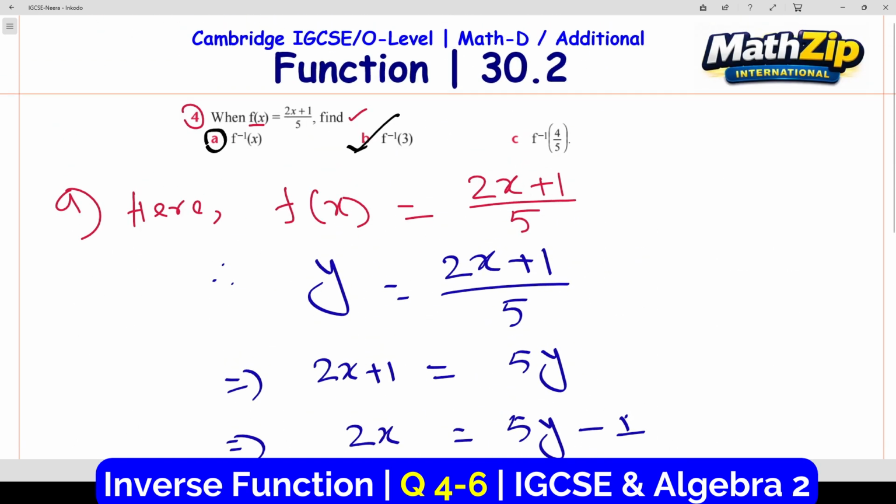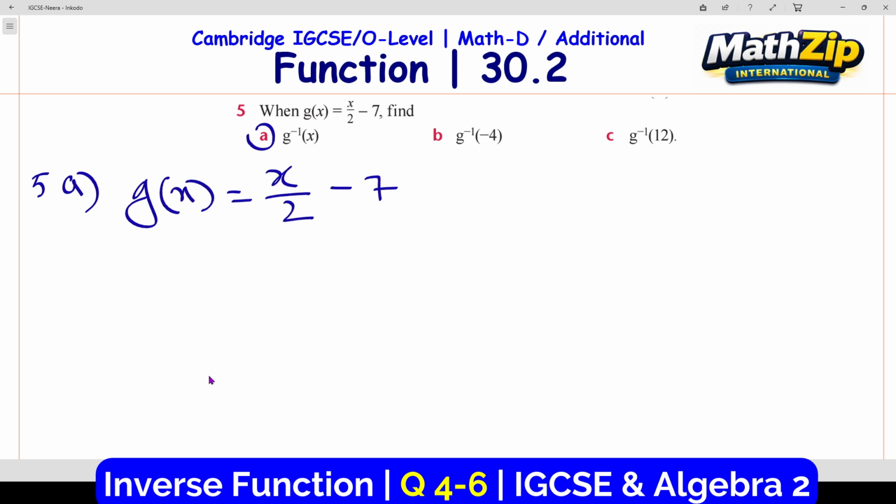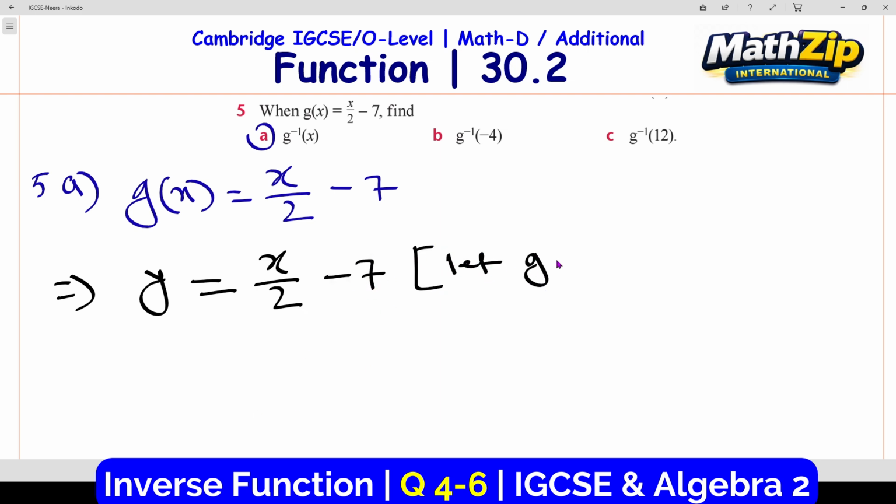So number 4 done. Number 5, here, number A, g of x equals x divided by 2 minus 7. So we have to find the inverse of g of x. First we write, let g of x equals y.